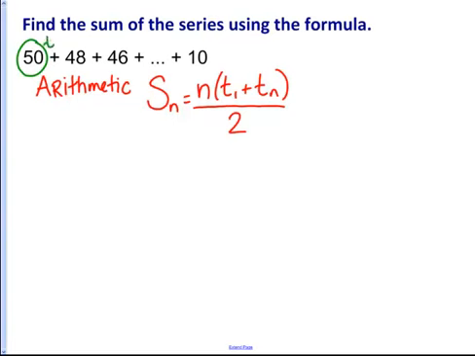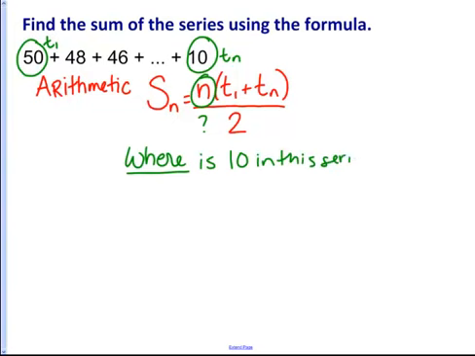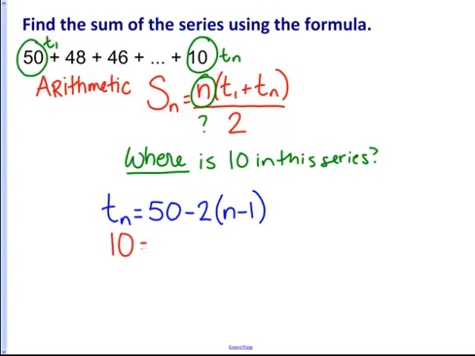We know that 50 is the first term, but we don't know which term of the series 10 is. That's going to give us n. Where in the list is 10? We're going to solve for that by writing a formula that will allow us to solve for n, and that's the formula for each term of an arithmetic sequence. The nth term is equal to the first term plus the common difference times n minus 1. And then 10 is the term we're wondering about, so we'll plug that in for t sub n, and now you'll notice that our only variable left is n, which is what we're looking for.